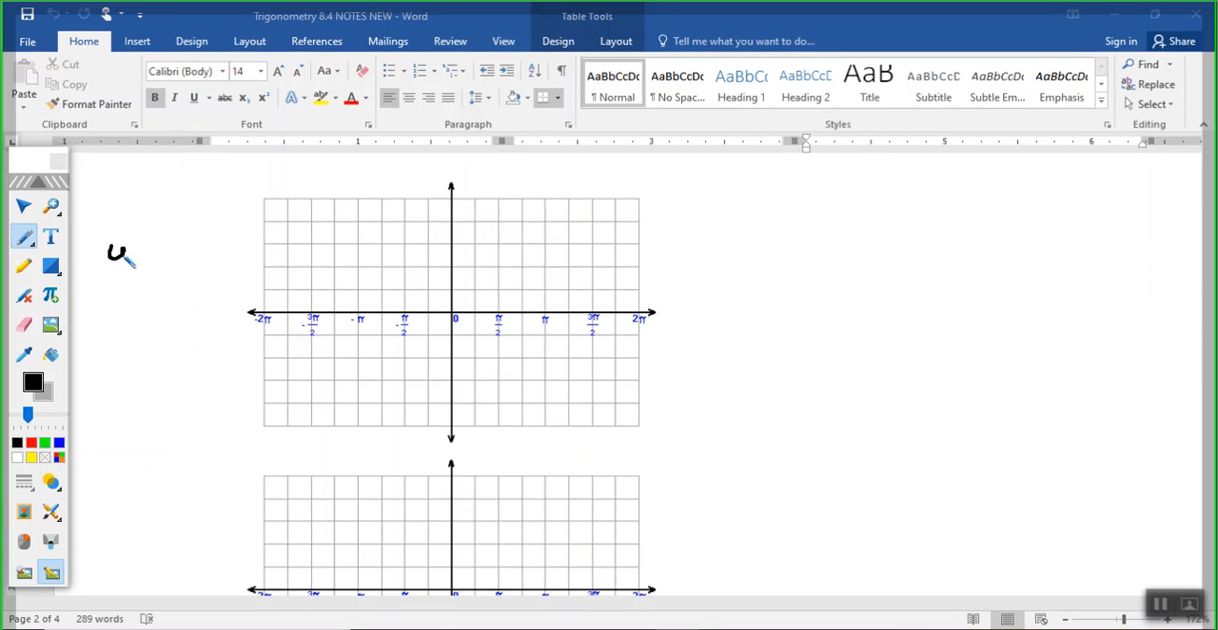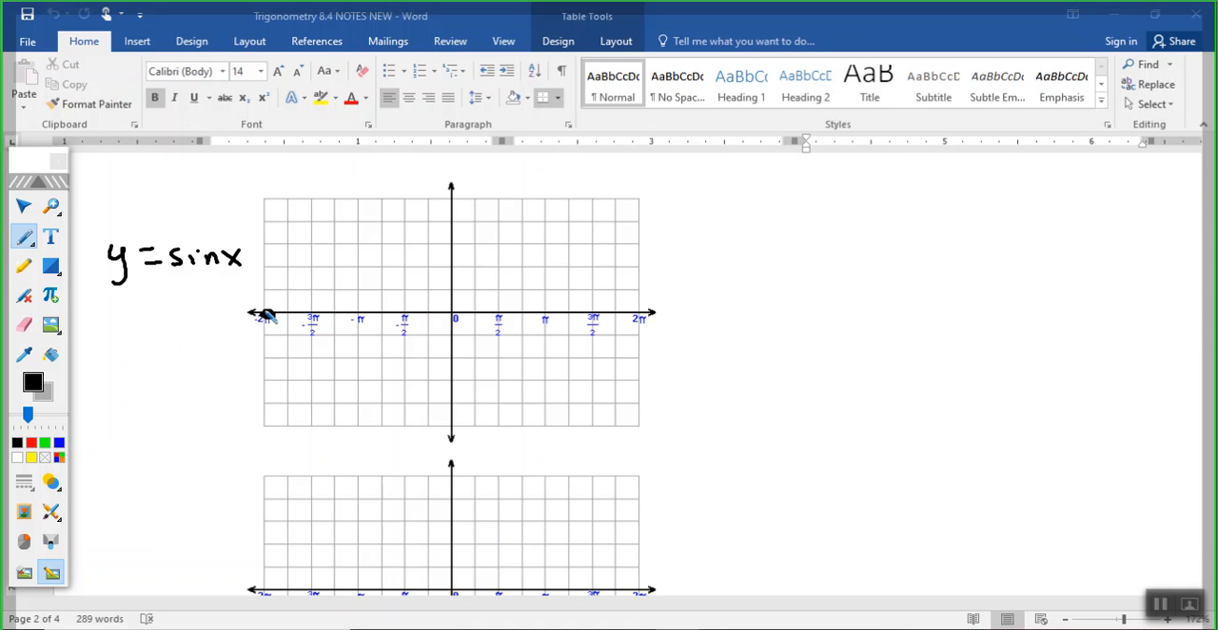Y equals sine of x here. Okay, so when we're at negative 2 pi, what's the y value? Okay, when we're at negative 3 pi over 2, what's the value? 1? Wait, what? So at negative 2 pi, isn't the y value 0?